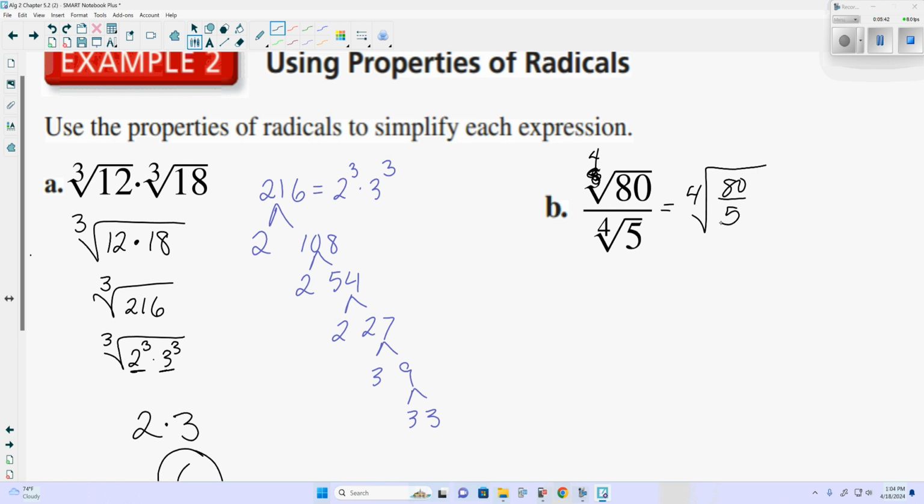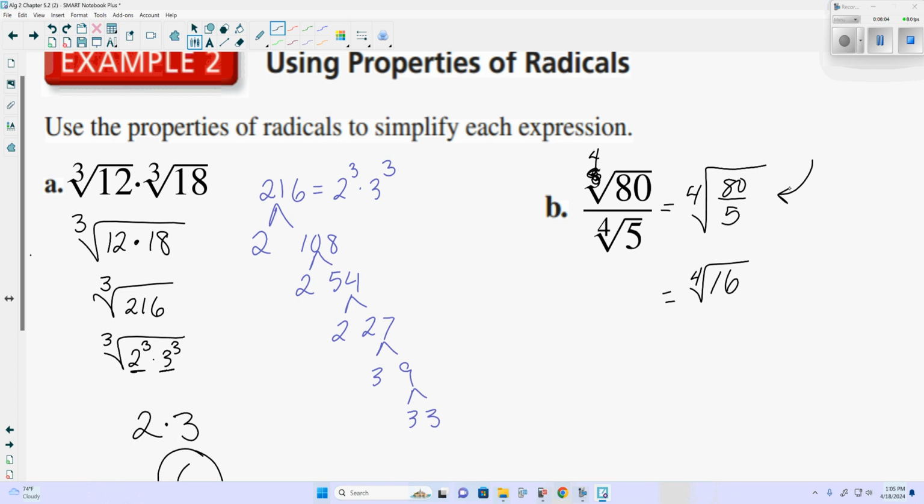Yeah, because 80 over 5 is what? 16. Because our main issue was having a radical in the bottom of the fraction. We can combine it, but we have a fraction inside the radical. But 80 divided by 5 gives us a nice number. I don't have a denominator, I don't have a bottom of a fraction, or a fraction inside the radical.